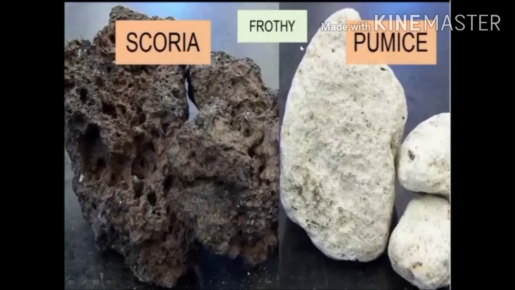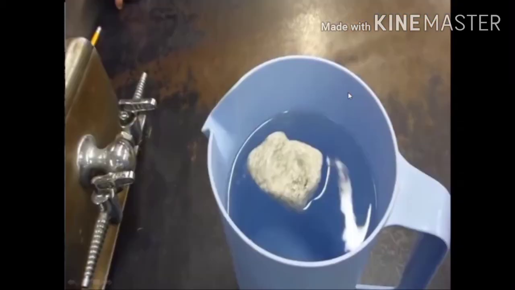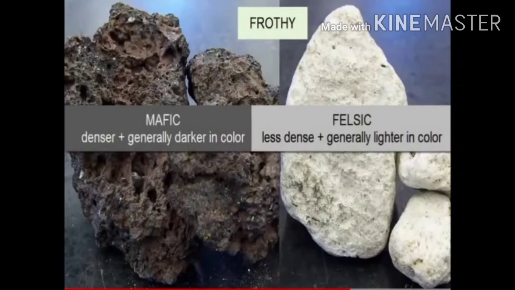The frothy texture examples of rock are scoria and pumice. So these are the vesicles of these rocks. Comparing the two, pumice is less dense. Scoria is of mafic composition, while pumice is felsic. Scoria is denser and generally darker in color, while pumice is less dense and generally lighter in color.